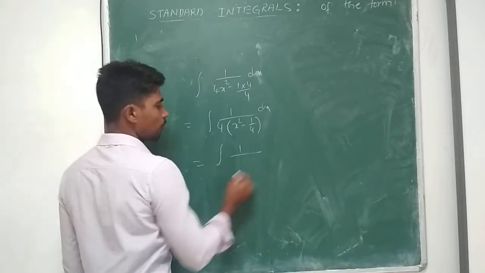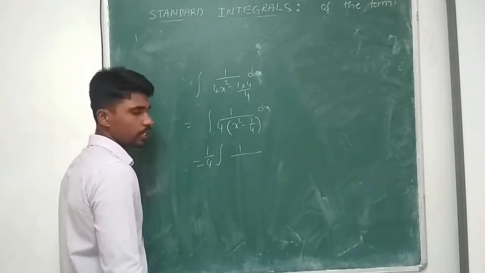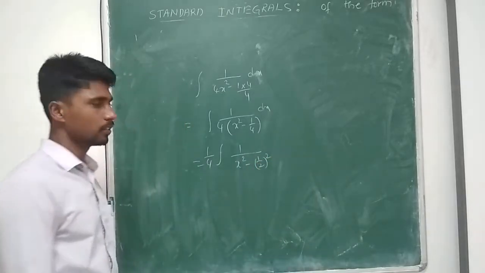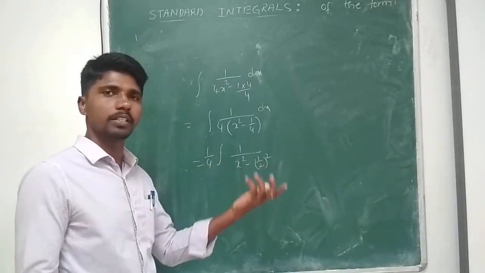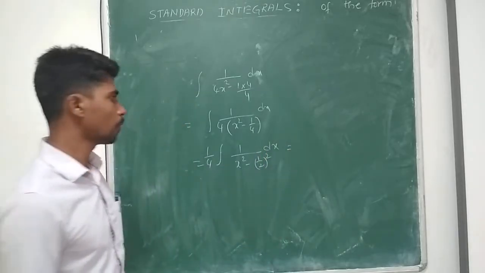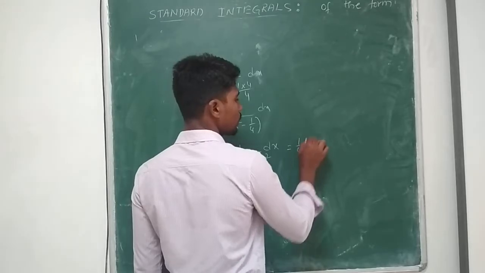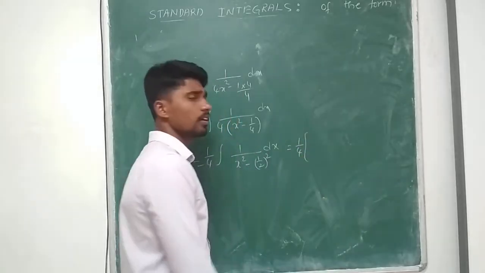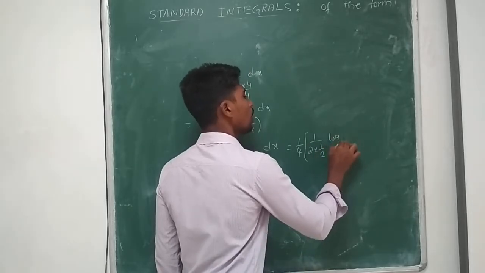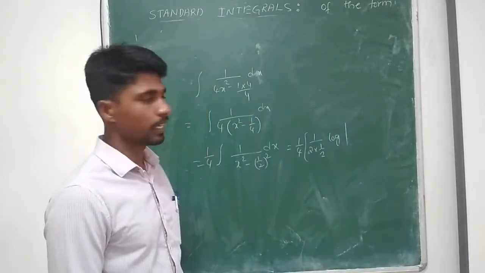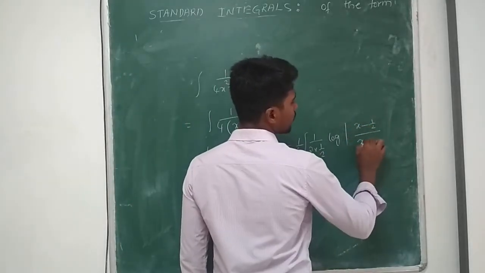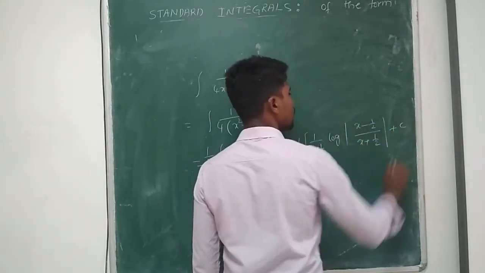So the integral 1 by 4 is a constant, take it outside, 1 by x square minus 1 by 2 the whole square. Now it is in the form x square minus a square. Yes, we can apply the formula. What is the formula? 1 by 2a. So 1 by 4 as usual into 1 by 2a, 1 by 2 into 1 by 2, log modulus of x minus a by x plus a, that is x minus 1 by 2 by x plus 1 by 2, plus a constant c.